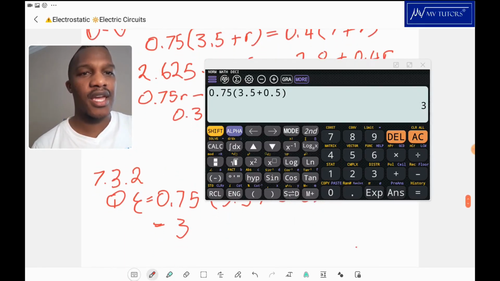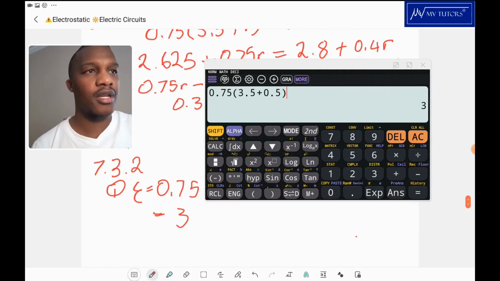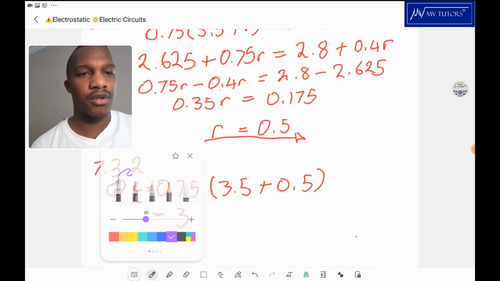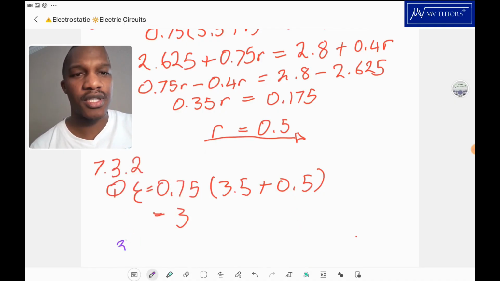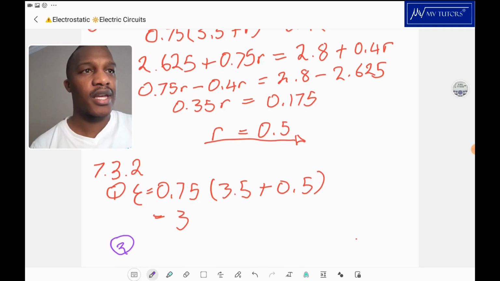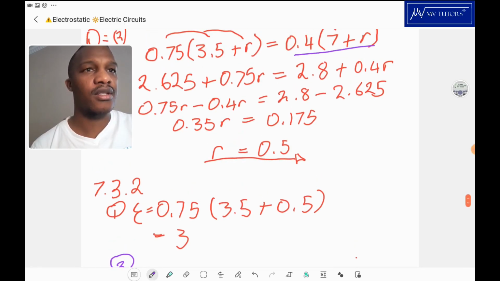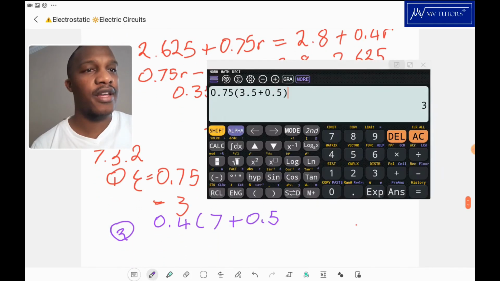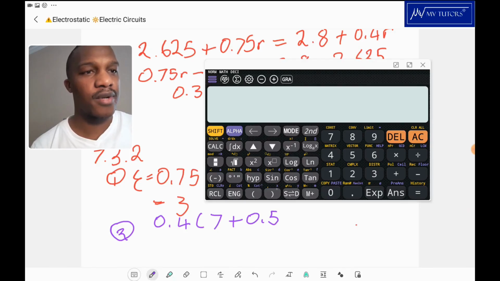Now let's take equation number 2. It was in purple, so I'm going to stick to purple, and it's this one. So it's 0.4, open brackets, 7 plus r. We've solved the r, it's 0.5, so I'm going to put that there. Now all that's left is to put this in a calculator and see what answer we get.